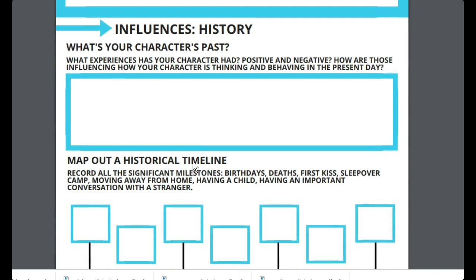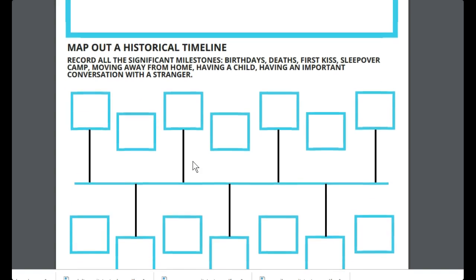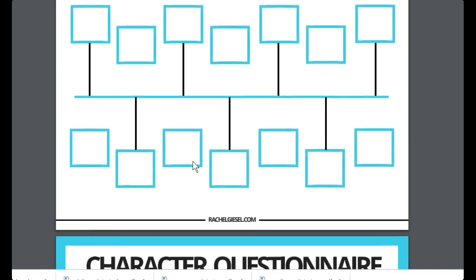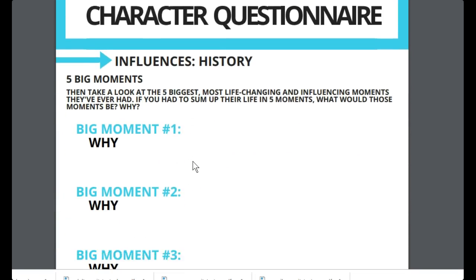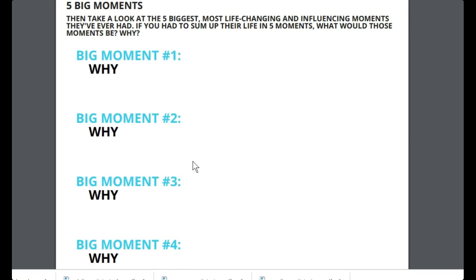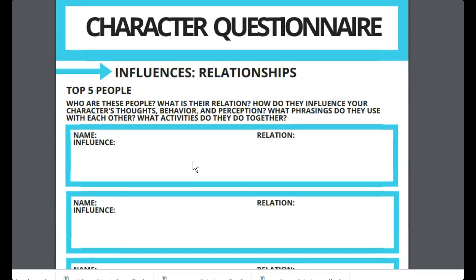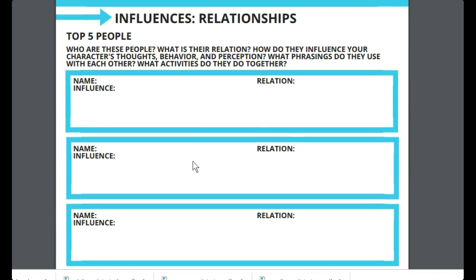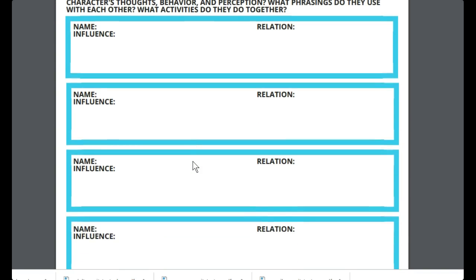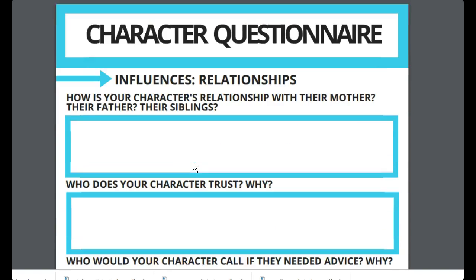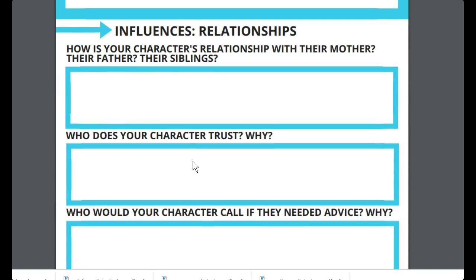What's your character's past? What led them to this point? Map out a little timeline. That's always fun and helpful. You don't have to do all of these things, but definitely do some of these things. What were the most life-changing things that happened in your character's life if you had to sum them up? So that's something that can help too. Who are the influences in your character's life? Parents, friends, teachers, maybe somebody that they don't know personally, but they really admire from books or television.